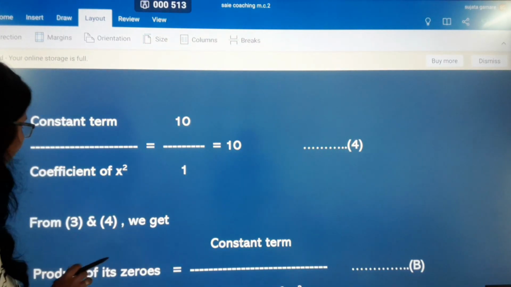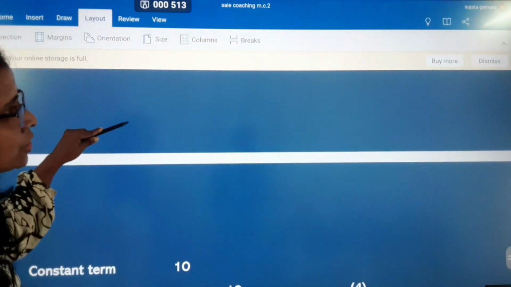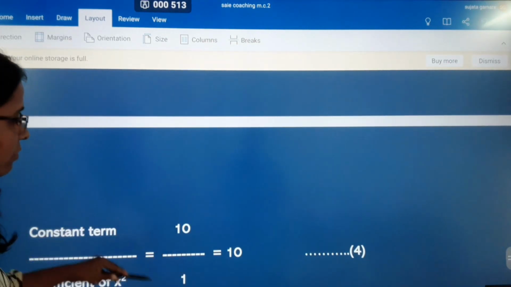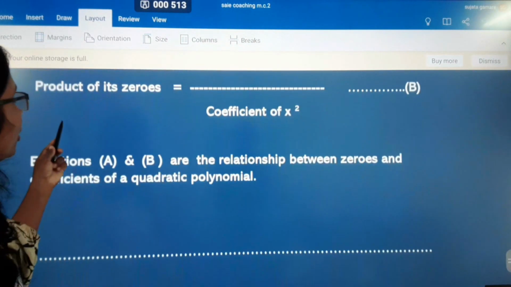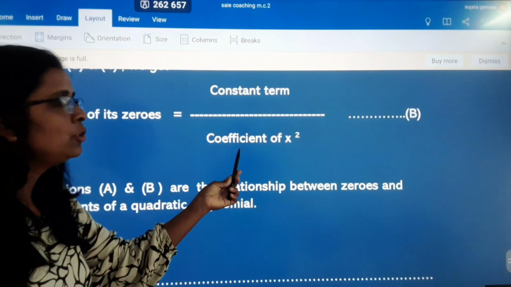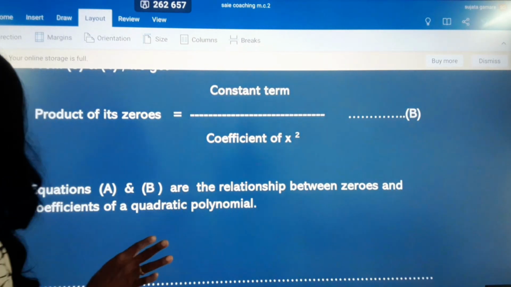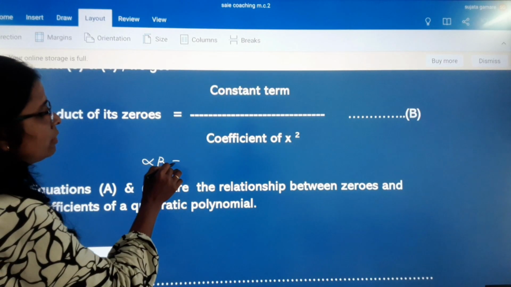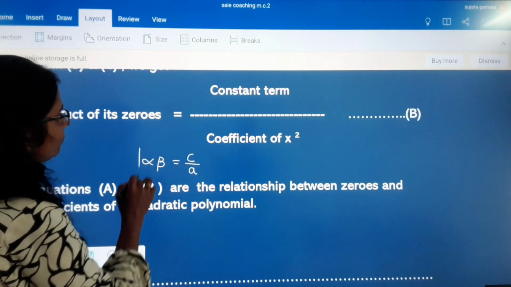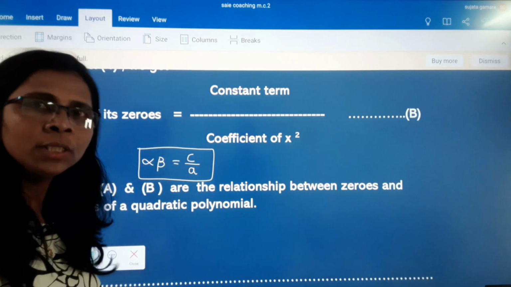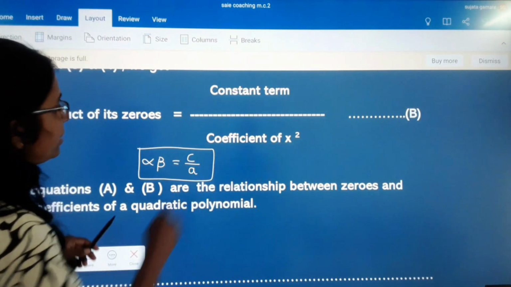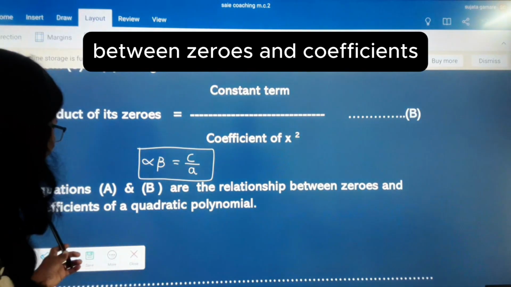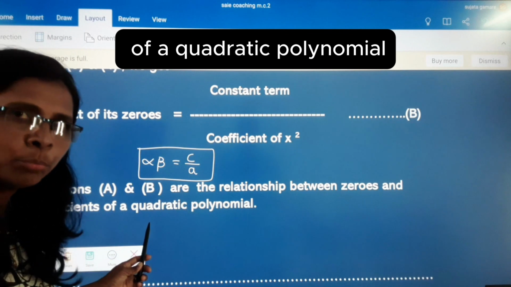So now from the third equation and the fourth equation, we get that the product of zeros is equal to the constant term upon the coefficient of x square, or simply we can say the product of the zeros is equal to c upon a. Alpha beta is equal to c upon a, and call it B. So equations A and B are the relationship between the zeros and the coefficients of a quadratic polynomial.